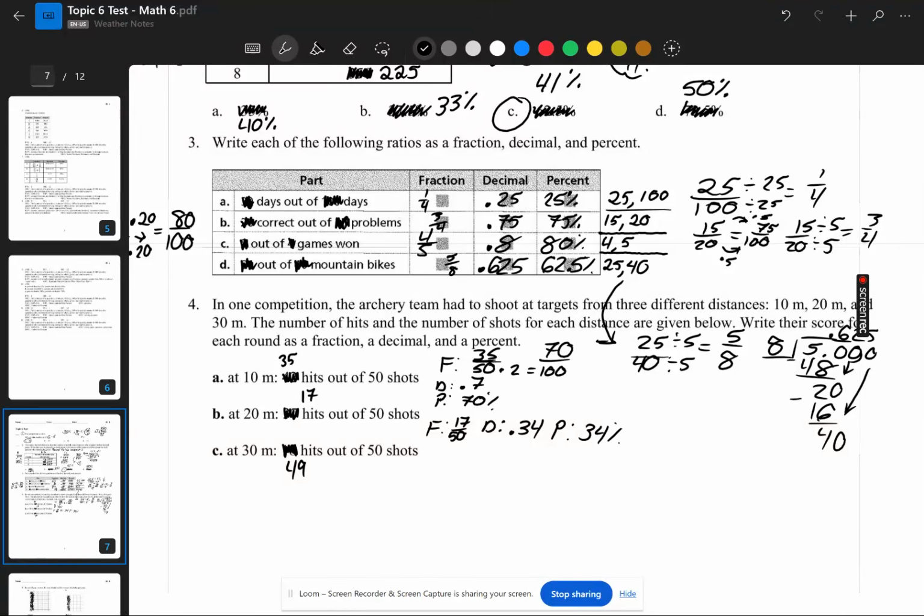And then for C, my fraction is 49 out of 50. My decimal then, 50 times 2 is 100 again. 49 times 2 is 98. So this is 0.98. Then my percent is 98%.